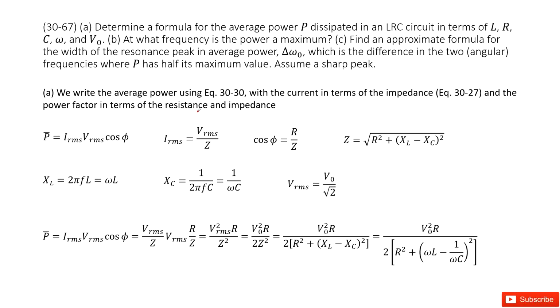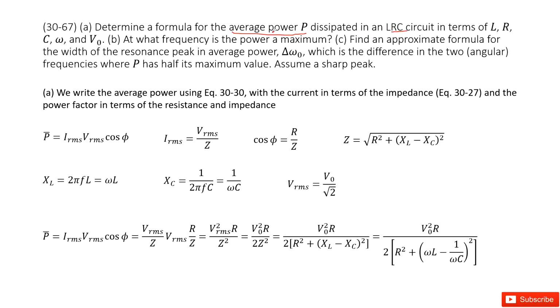Let's look at problem 67 in chapter 30. Chapter 30 is about inductance, electromagnetic oscillations, and AC circuits. So there we can see we need to determine a formula for the average power consumed in the LRC circuit in terms of L, R, C, omega, and V0. So the keyword is average power consumed in the LRC circuit, right?